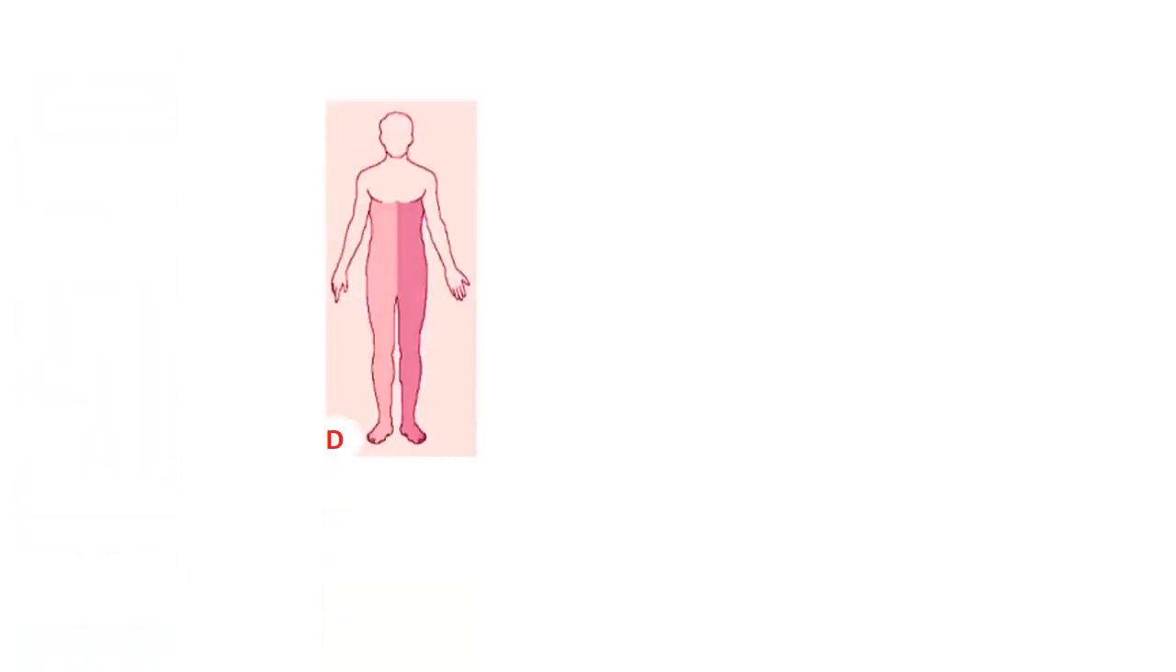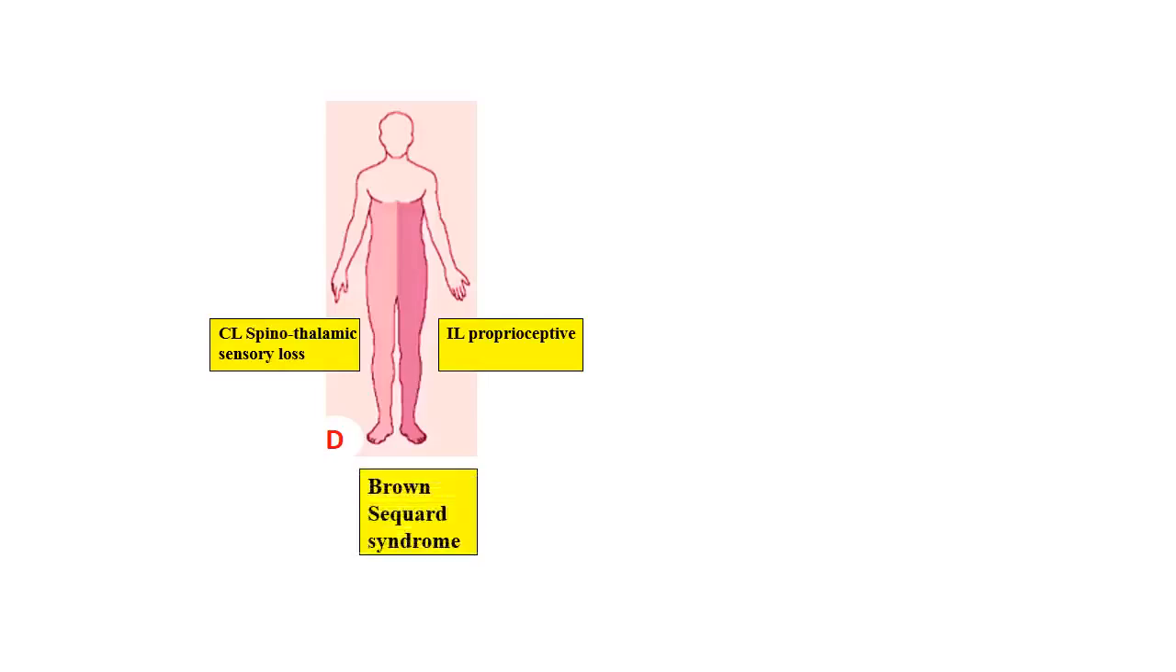Diagram C is showing sensory level and it is seen in case of spinal cord lesion or myelopathy. Diagram D is showing dark shaded area with proprioceptive loss and light shaded area showing spinothalamic sensory loss with a sensory level. So it is seen in case of Brown Sequard syndrome.